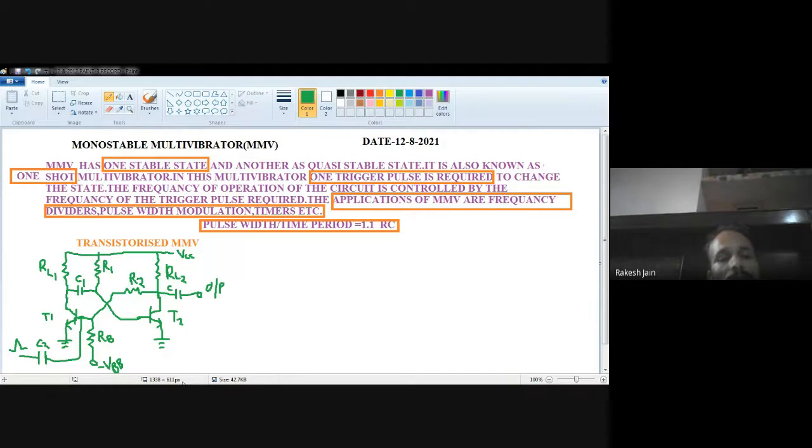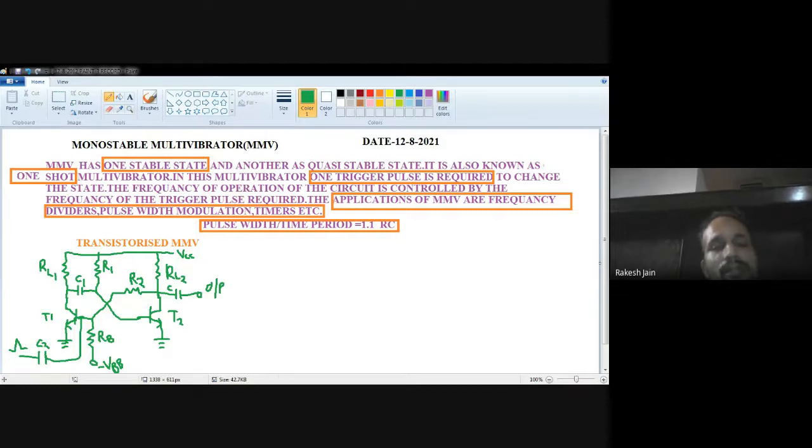So this is the complete diagram. Emitter terminals are grounded. The base is connected with the collector of the other via the cross coupling of resistance and capacitor. So the first one is connected with the collector of the second one by a resistor R2. The second one is connected via the capacitor C1 with the first collector. Then load resistor 1 and load resistor 2, then R1, then the output will be taken from the capacitor.